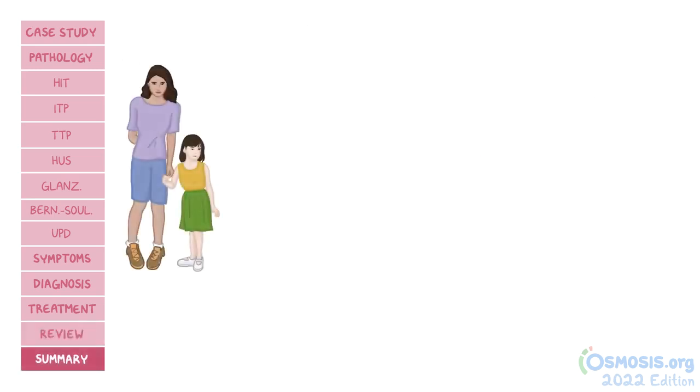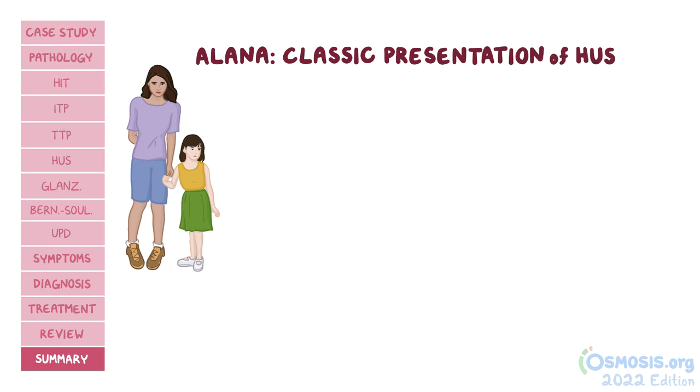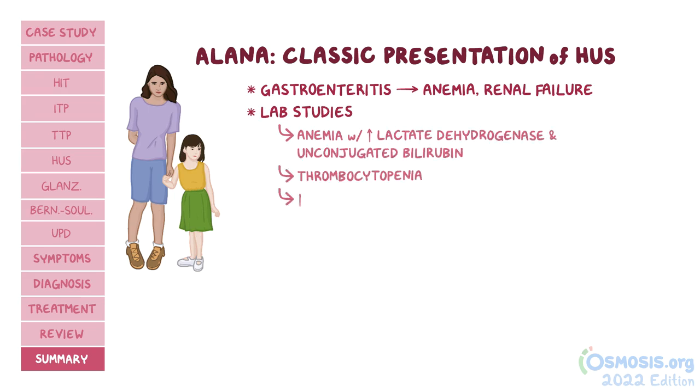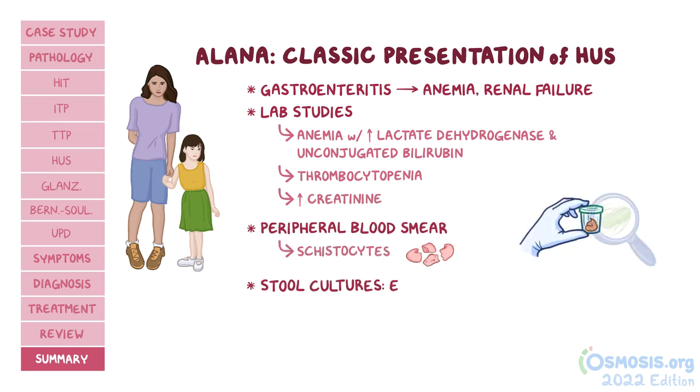Alright, now let's get back to those patients. Alana has the classic presentation of HUS, where an episode of infectious gastroenteritis led to signs of anemia and renal failure. Lab studies will reveal anemia with elevation of lactate dehydrogenase and unconjugated bilirubin, thrombocytopenia, and increased creatinine levels. Peripheral blood smear will show schistocytes, and stool cultures can be sent off to look for E. coli or Shigella dysenteriae.